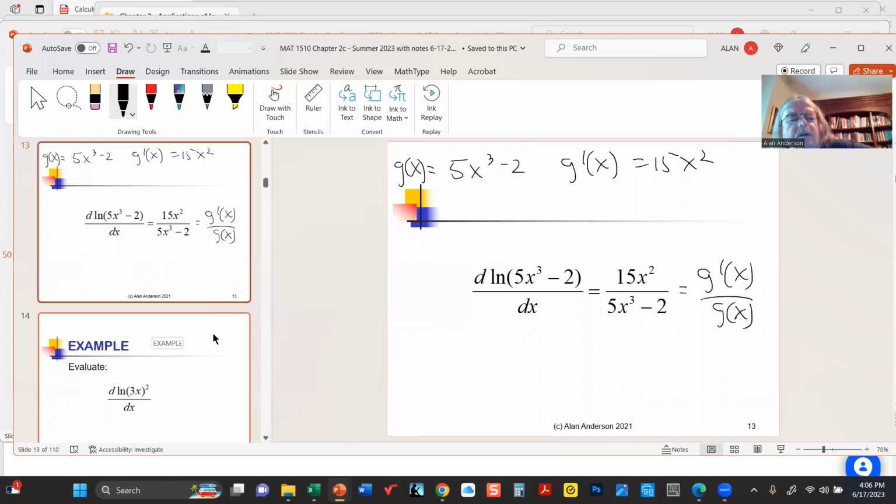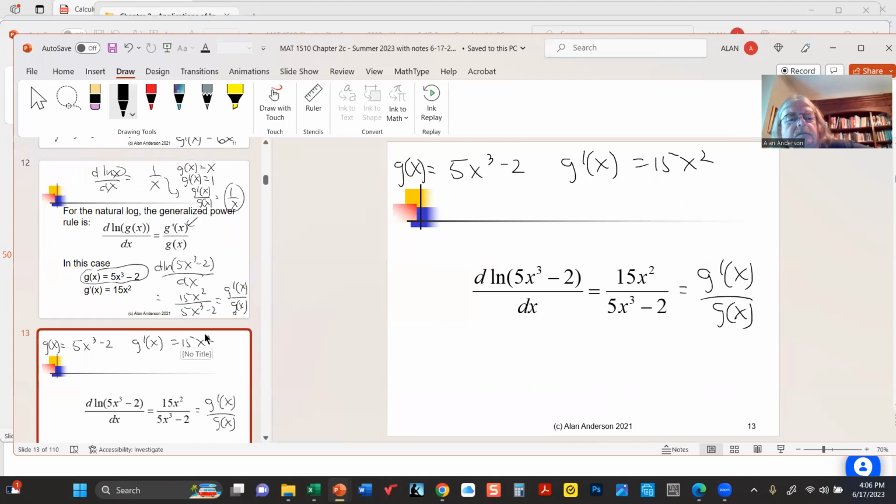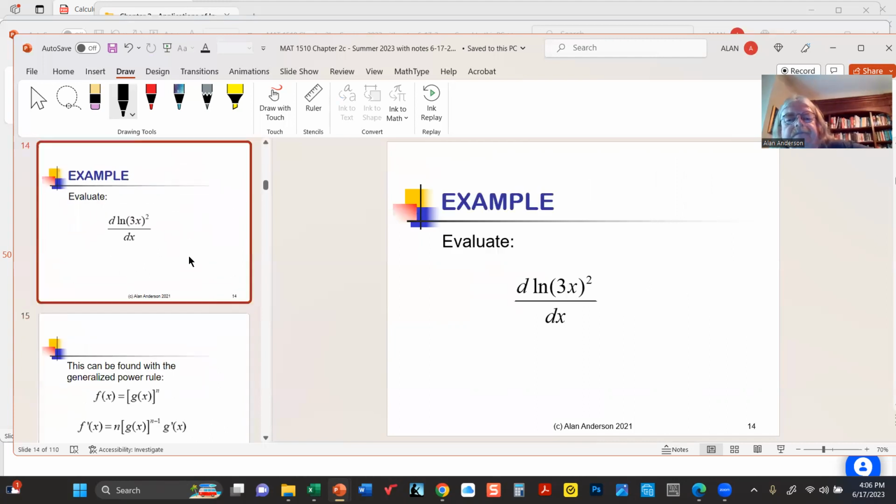What about this one? Now, this one is a bit of a mess because we're combining 2 different things at once.